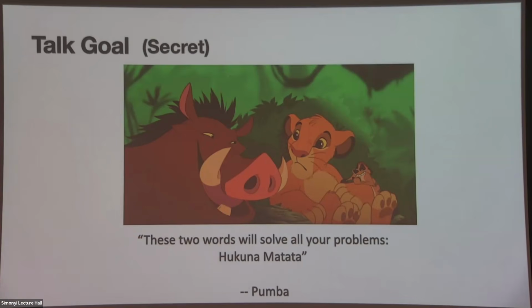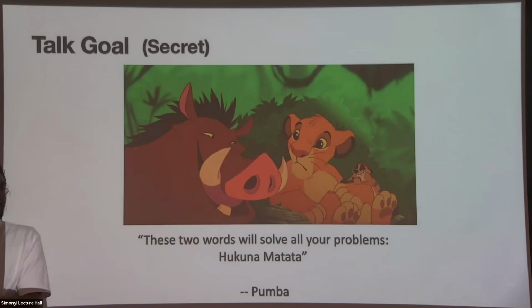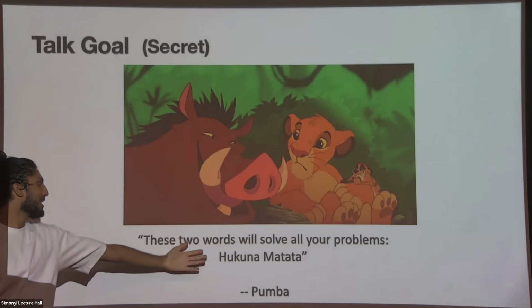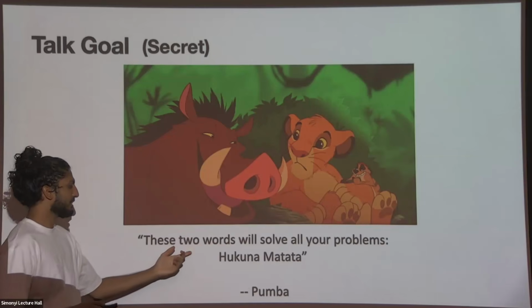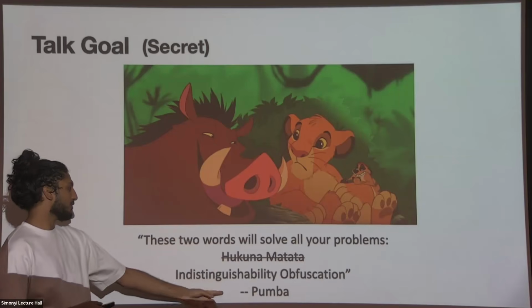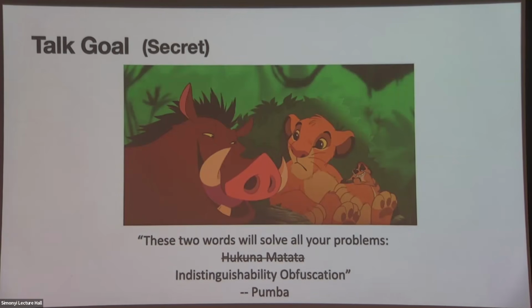He finds these 2 fun characters, Timon and Pumbaa, and they have a different life philosophy than maybe Simba's dad would like, which is that they like to relax. These 2 words will solve all your problems. Hakuna Matata, is what Pumbaa says. But actually, if you listen closely, this is not what Pumbaa says. What he says is, these 2 words will solve all your problems, indistinguishability obfuscation. Okay? So hopefully I'll illustrate to you in this talk that this is actually a really powerful tool for complexity theory also. So you can use this hopefully to solve your favorite problems also. So these are my 2 goals.